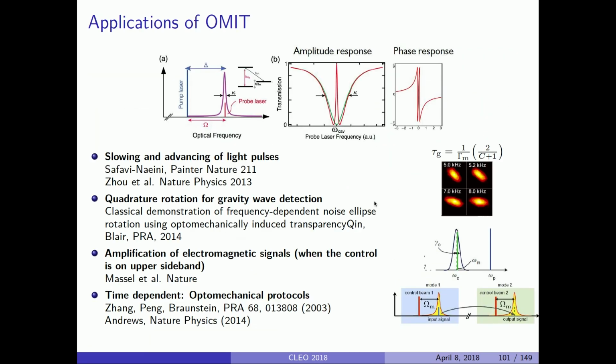Now, what can you use this effect for? There are a number of applications that have been conceived. The first is that you can slow and advance light. If you have a very narrow amplitude response, you also have a correspondingly narrow phase response. And whenever the phase changes with frequency, you get a group delay. So d phi d omega is a group delay. If you send in a narrowband pulse, it will get delayed.